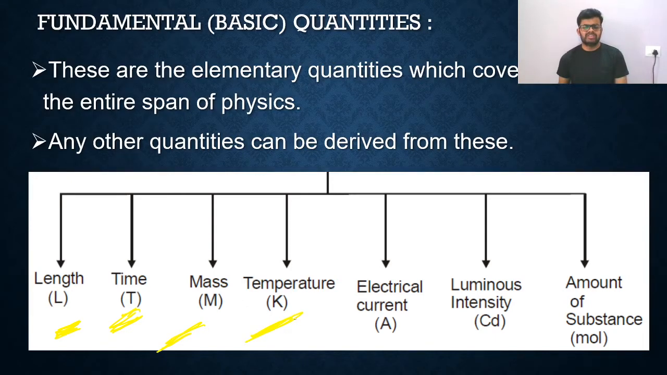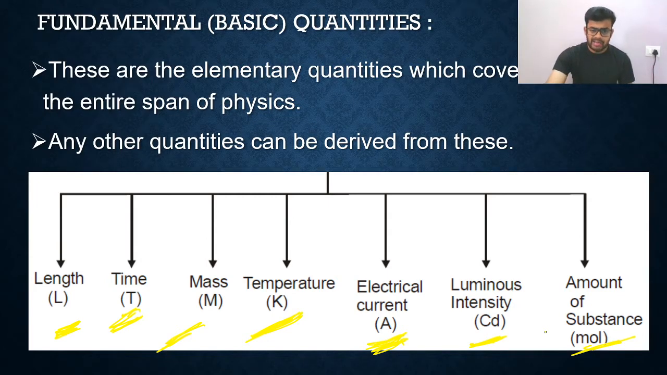After that, temperature. It is generally measured in Kelvin, SI unit Kelvin. I'll talk about that, don't worry. Just remember temperature. After that, you will remember electric current, luminous intensity, and last, amount of substance. So these are the basic fundamental quantities you need to remember.